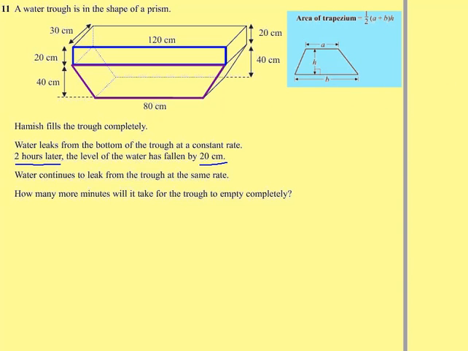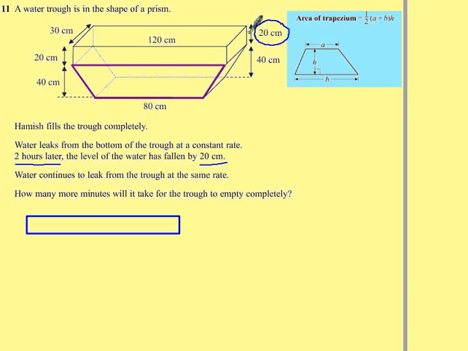So let's look first then at this top section. Now the reason we're looking just at the top section is because we're told that 2 hours later the level of the water has fallen by 20 centimetres. That 20 centimetres is the full depth of the top section. So at 2 hours later, that's the water level there at the very bottom of that rectangular cuboid. So that rectangular cuboid's got a length of 120 centimetres and it's got a height of 20 centimetres.